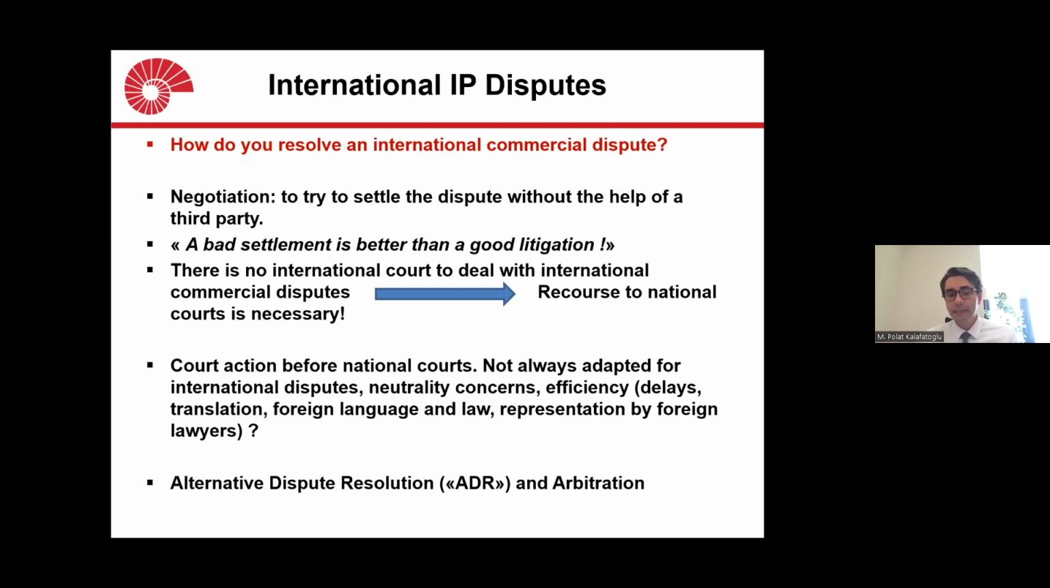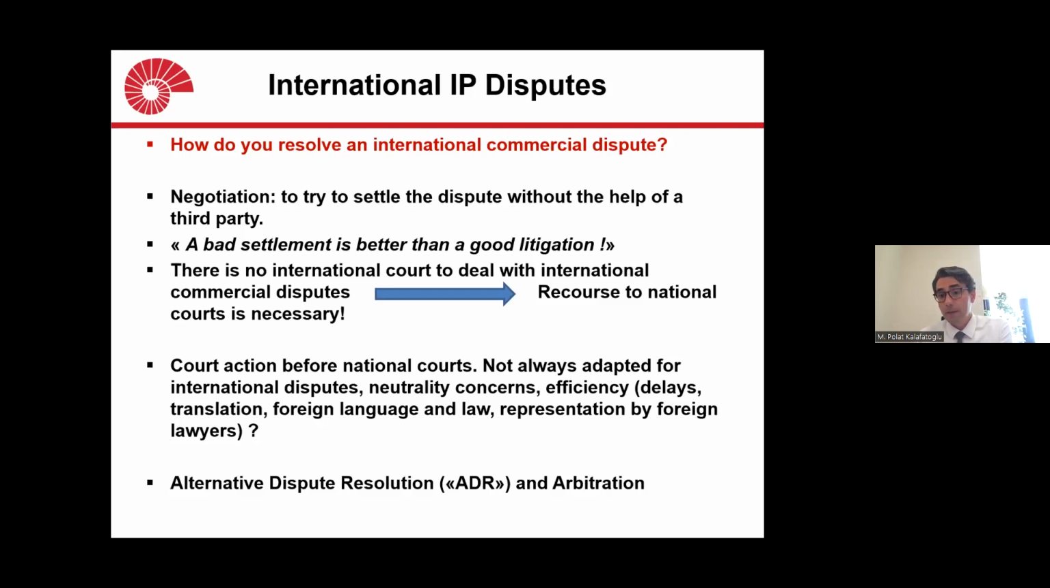But court actions or litigation before national courts are not always truly adapted to the resolution of international disputes. Because in such a case, parties may have neutrality concerns, and they may have efficiency problems, because when you have recourse to national courts to resolve an international dispute, there will be delays. There may be problems with the translation of documents and communications between the parties. So this will also create delays and extra costs for the parties.